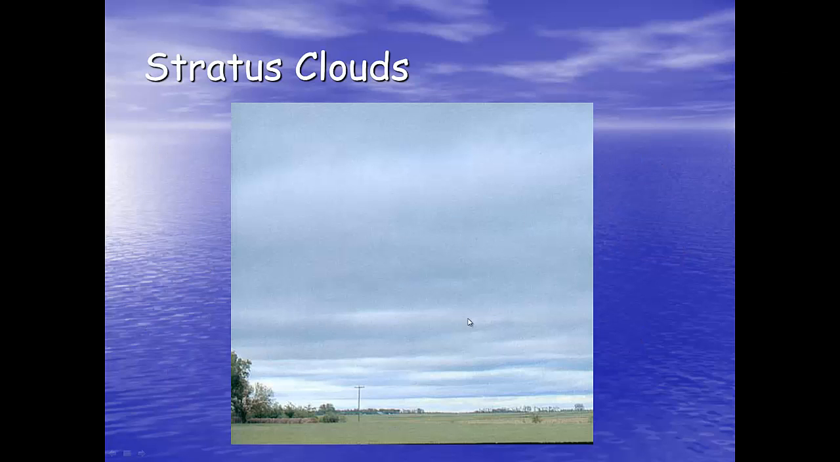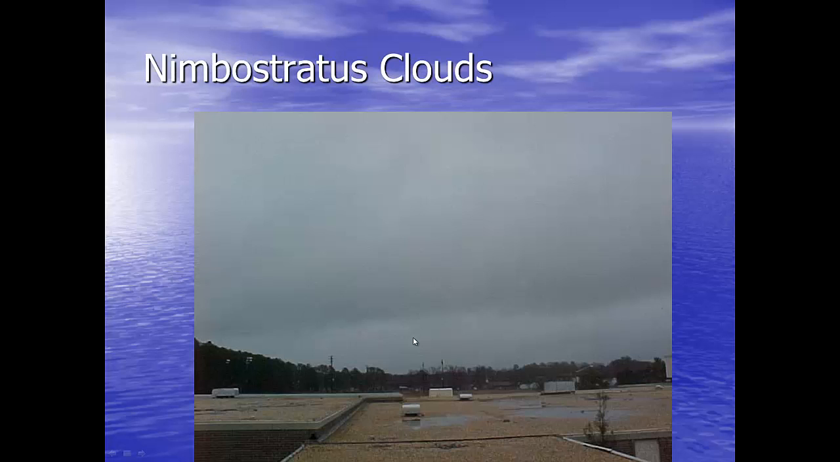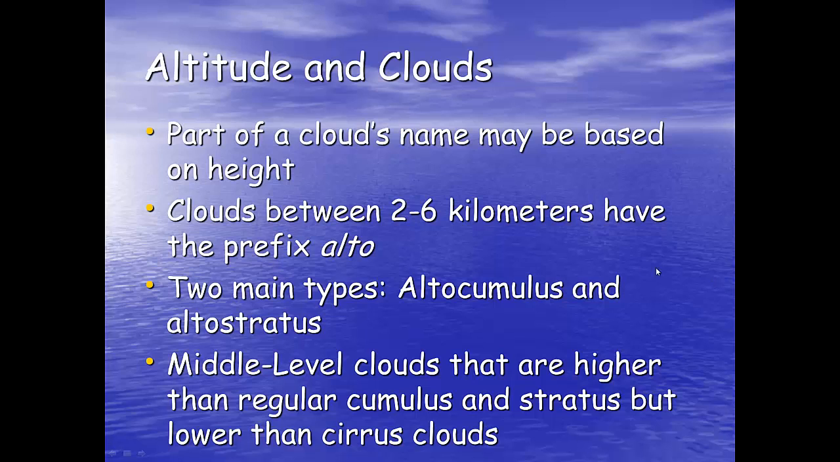Here's an example of the low-lying stratus clouds. They're very low to the ground, and so they kind of form that thick wall or that thick ceiling. Nimbostratus, a little bit different still: gray, drizzly, big, just covering the sky in a big cloud blanket.